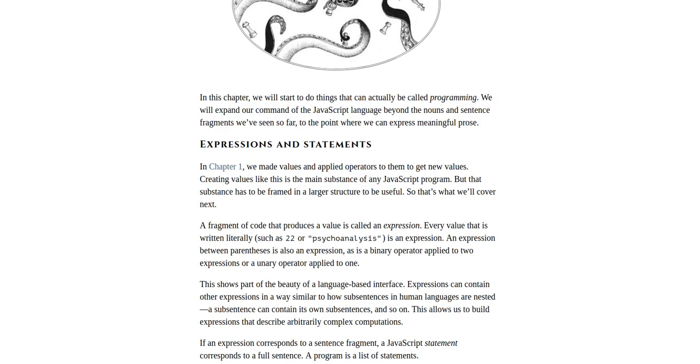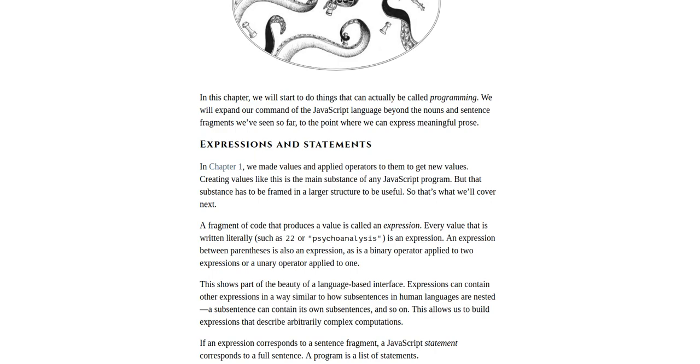A fragment of code that produces a value is called an expression. Every value that is written literally, such as 22 or "psychoanalysis", is an expression. An expression between parentheses is also an expression, as is a binary operator applied to two expressions or a unary operator applied to one.